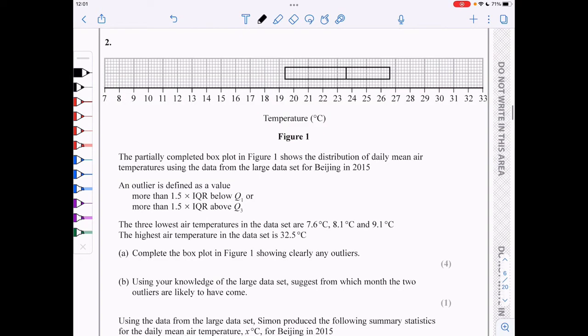9/26. In question 2, we've got a partially completed box plot. Now, an outlier is being defined to be 1.5 interquartile range above Q3 and below Q1. We are being given the 3 lowest temperatures and the highest temperature, and we need to complete the box plot.